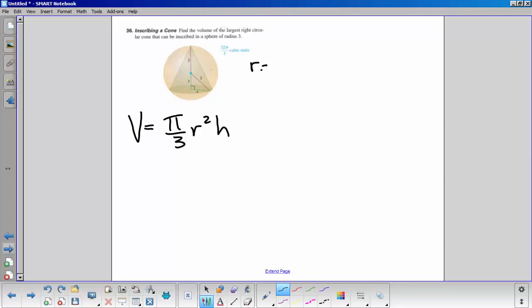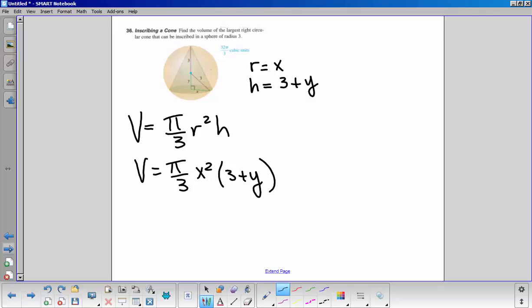Well, first of all, what is r in this picture? R is x, and h is what? 3 plus y? So volume would be pi over 3 x squared times 3 plus y. Now they have a hint in here. They have a right triangle. Do you see that right triangle? You could say x squared plus y squared has to equal 9.